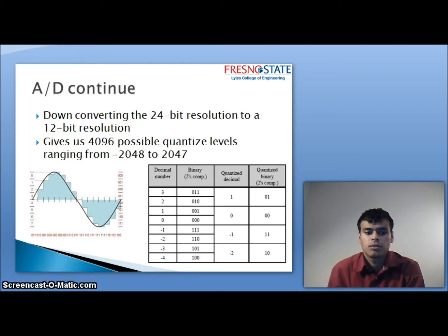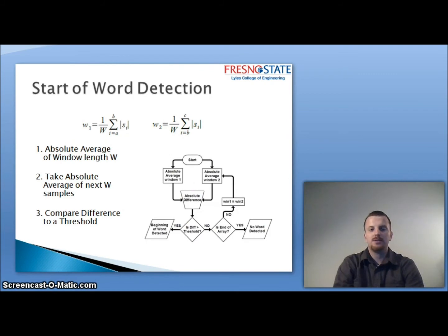A to D. The first step to our system is detecting the start of the word. In order to do this, we take the absolute average of two windows, both of length W, and then take the difference of the two and compare that to a threshold. If it's greater than the threshold, then we've successfully detected the beginning of the word. If not, then we continue to loop until we reach the end of the array, in which case no word would have been detected.